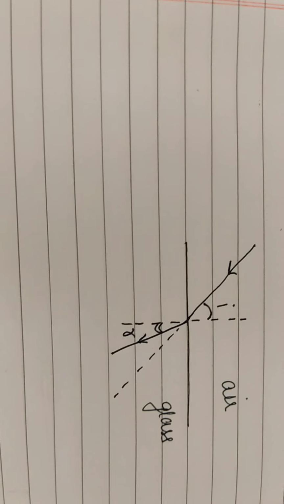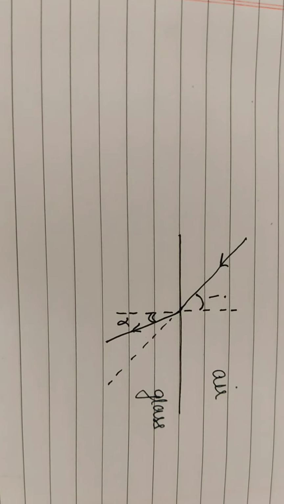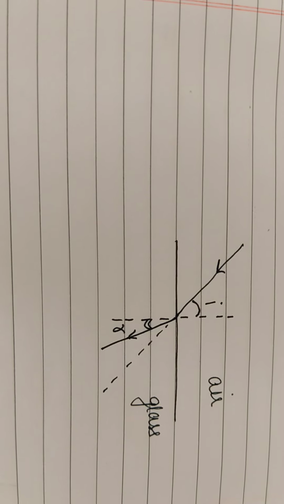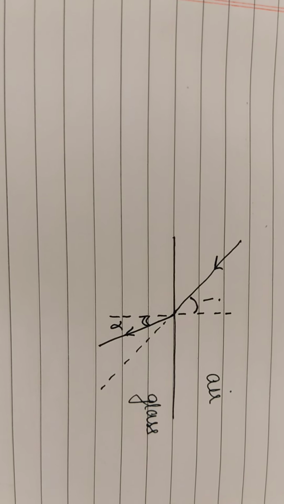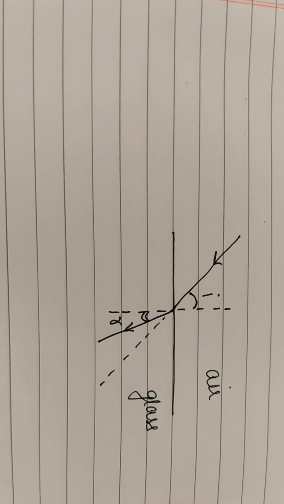I'll show you the diagram here. So, while looking at the diagram also, we can see that when the ray is entering into glass, it is bending towards the normal. So we can easily see r is smaller than i, where r is the angle of refraction and i is the angle of incidence.